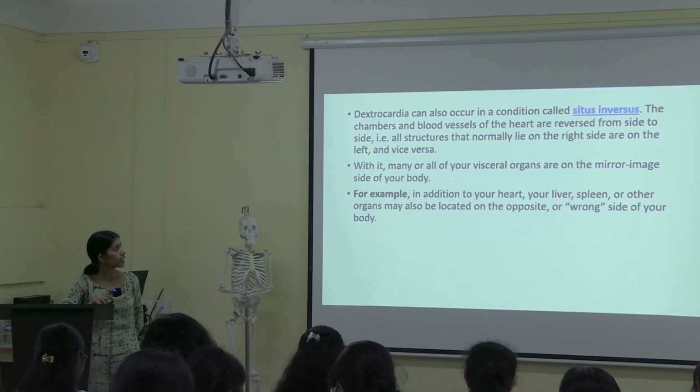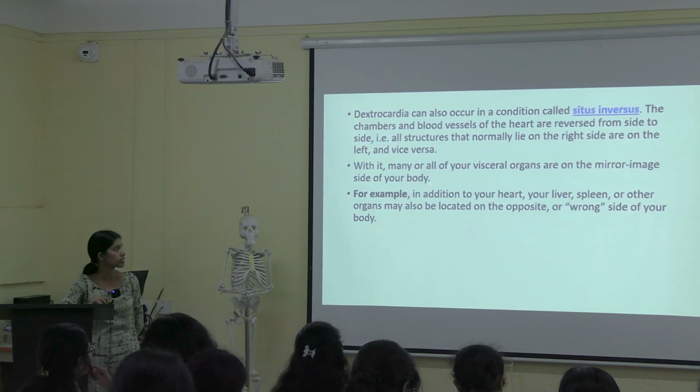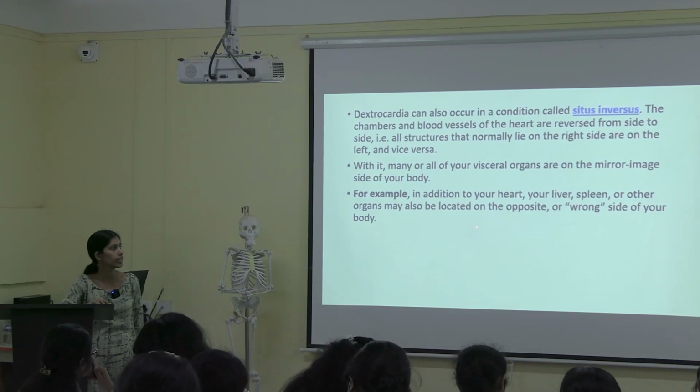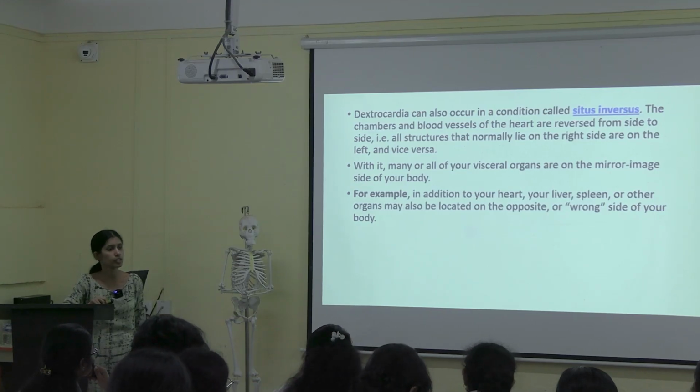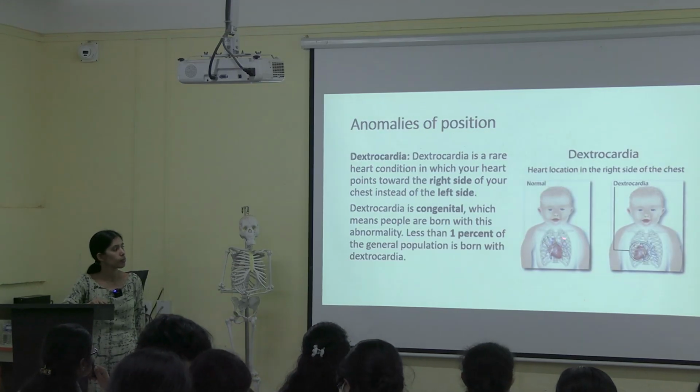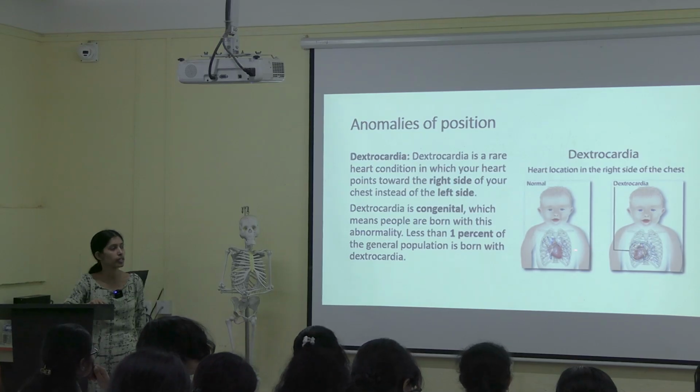With it, many or all of your visceral organs are on the mirror image side of your body. For example, in addition to your heart, your liver, spleen or other organs may also be located on the opposite or wrong side of your body. Okay, this happens when the Dextrocardia is present along with the situs inversus. If it is only Dextrocardia, your heart will be pointing towards the right side instead of the left side.